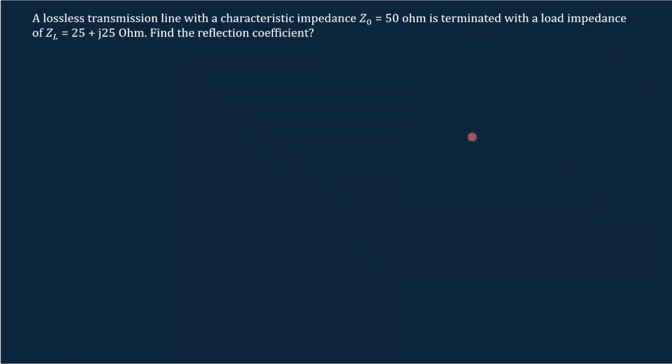So let's consider a real scenario like this one. If you have a lossless transmission line with a characteristic impedance Z0 equal to 50 ohm, which is terminated with a load impedance of 25 plus j25 ohm, find the reflection coefficient. We know that to deal with the Smith chart, we have to convert that into the normalized impedance. The normalized impedance will be equal to 0.5 plus j0.5.